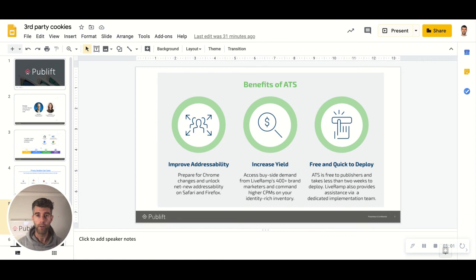At Publift, we're not resting on our laurels. We're also looking into some other solutions, and we're working with LiveRamp at the moment to implement ATS technology. You'll hear about it in the coming weeks. What this basically does is, for any publisher that has first-party data, it integrates with demand sources to basically replace third-party cookies, and you get the benefits of higher CPMs on Safari and Firefox. So you're going to hear from our team over the next few weeks.